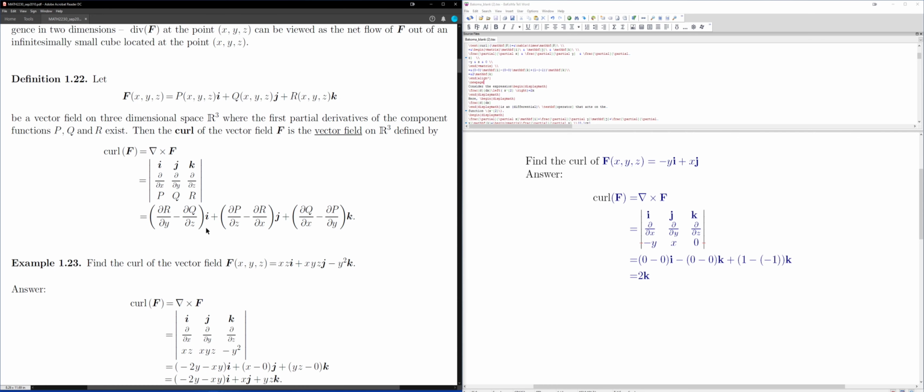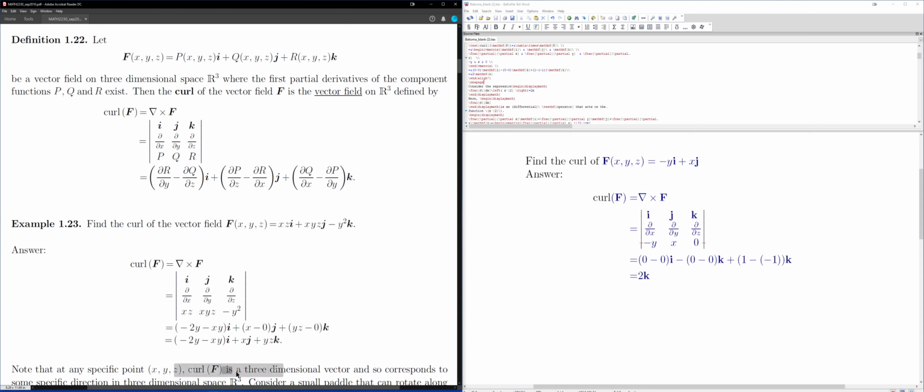Okay, so let's do a calculation of this. There's a calculation here in the notes; you can take a look at it. But I'm going to do a somewhat simpler vector field, because I want to sketch this one, and I want to give you an interpretation of curl, right?